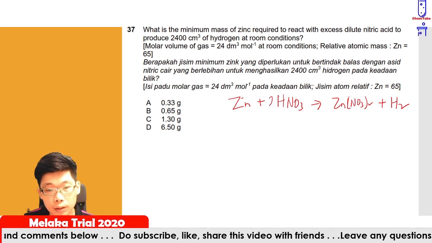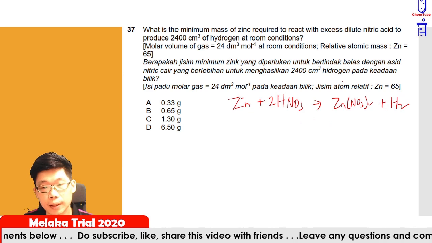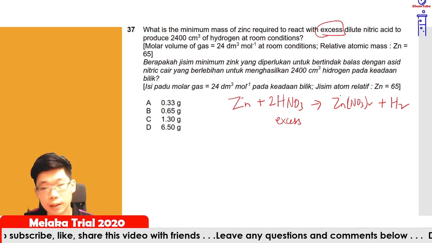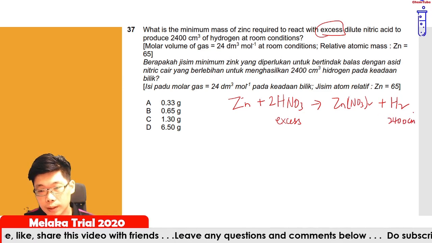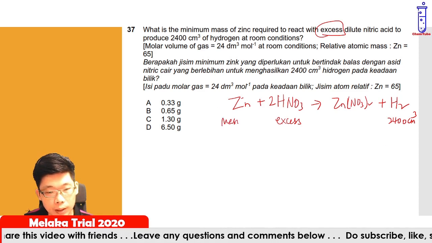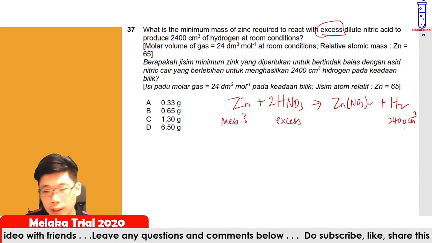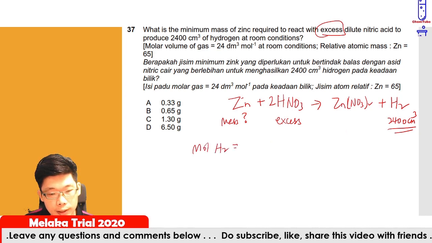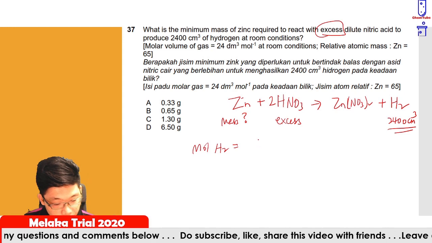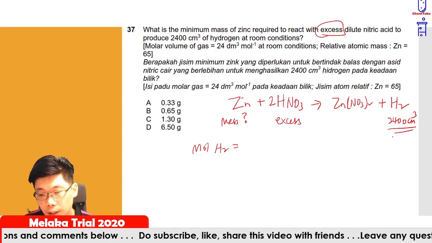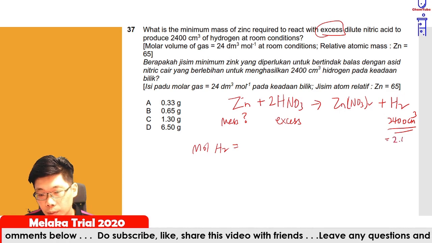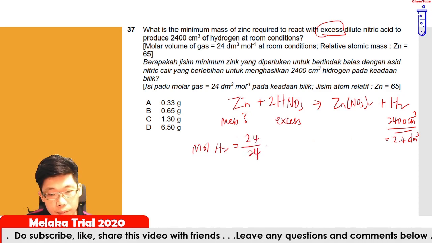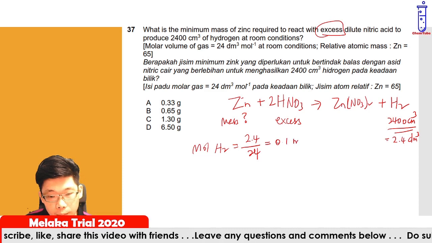So nitric acid needs to be times 2 here. Hydrogen, okay, correct, balanced already. So this one is excess. So the gas is 24,000 cubic centimeter. So what is the minimum mass? Okay, so first we can find the mole for the hydrogen gas. So 2400 divided by 1000 will be 2.4 cubic decimeter. So it's 2.4 over the molar volume, which is 24. So you will get 0.1 mole.